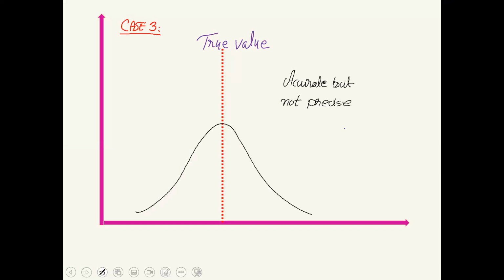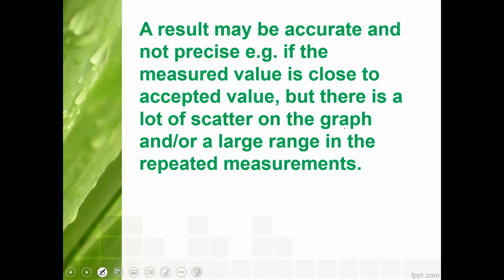Look at this sketch. The values are not close to each other, but their average is on the true value. It is accurate, but not precise. So a result may be accurate, not precise, if the measured value is close to the accepted value.